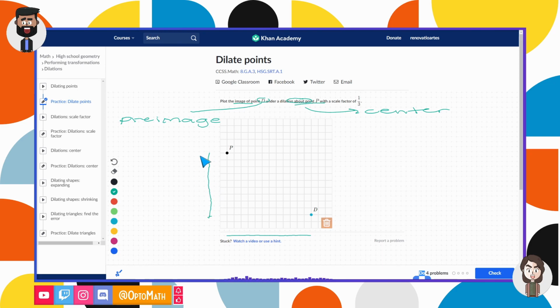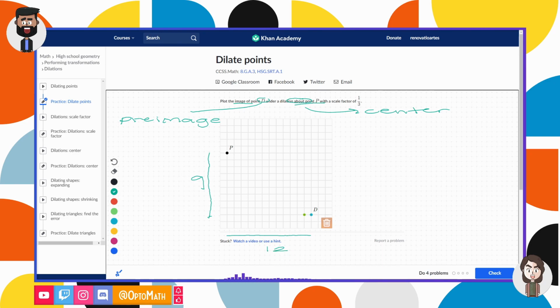Okay, so let's count this vertical distance. We can actually start plotting the point and count. That might be a really good way to do it. 1, 2, 3, 4, 5, 6, 7, 8, 9. So that's 9 from P to D vertically. Let's count the horizontal. 1, 2, 3, 4, 5, 6, 7, 8, 9, 10, 11, 12. Okay, so this is 12.